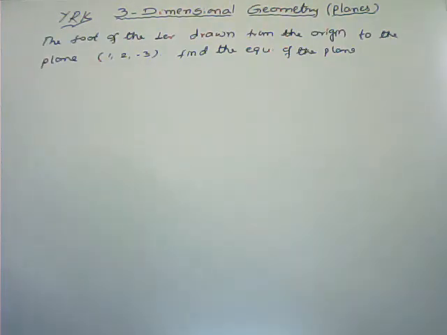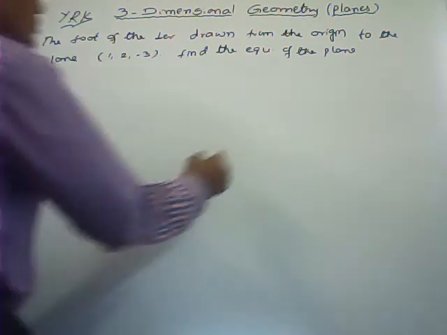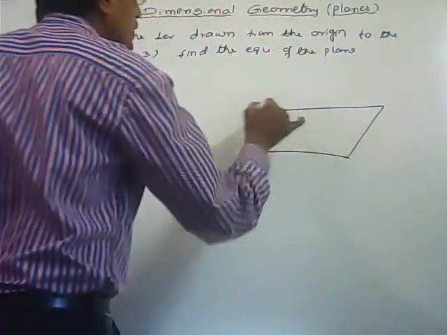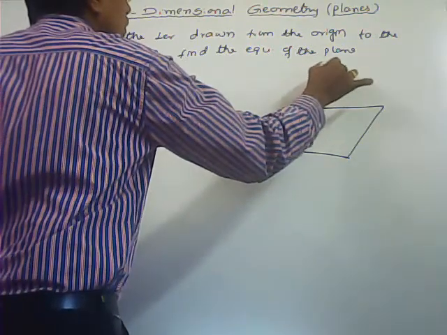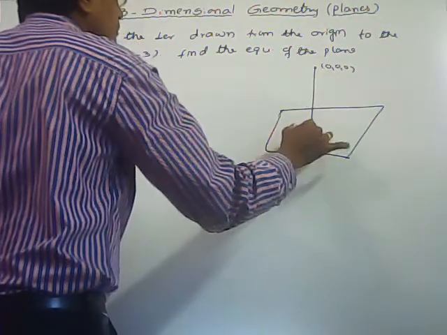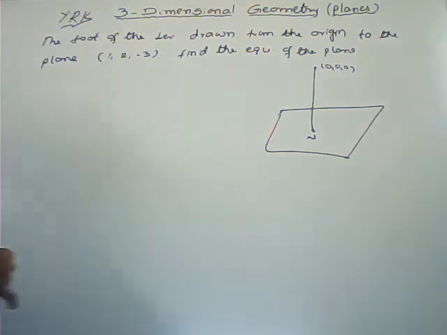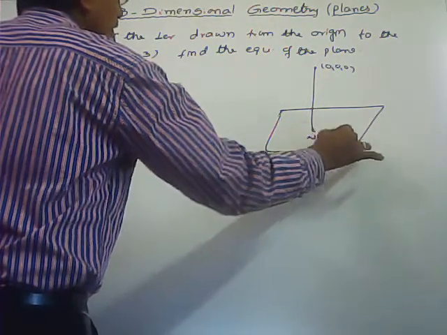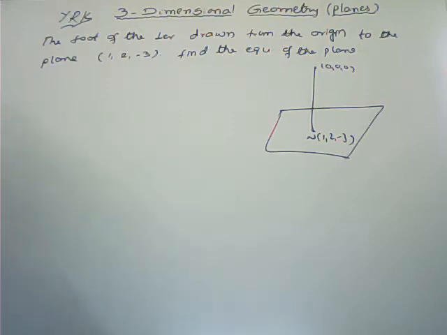Next, the foot of the perpendicular drawn from the origin to the plane. Here N is the foot of the perpendicular, that is (1, 2, -3). Find the equation of the plane.